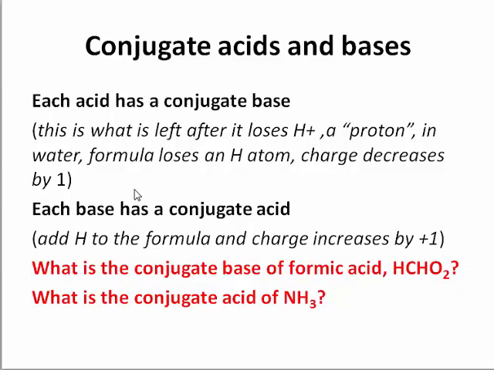Each base has a conjugate acid. Add H to the formula of any base and the charge increases by +1. Alright, so given these definitions, or ways of determining conjugate acids and bases, you should be able to determine the conjugate base of formic acid and the conjugate acid of the well-known weak base ammonia. Take a moment to look at these definitions and then attempt the answers before moving on.